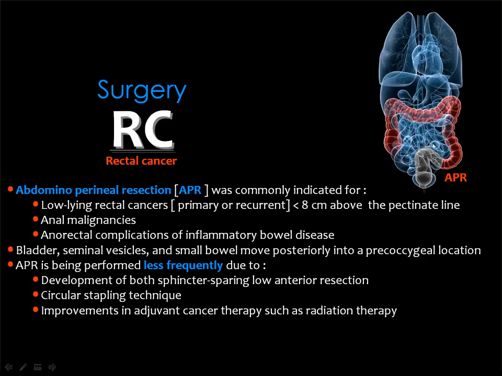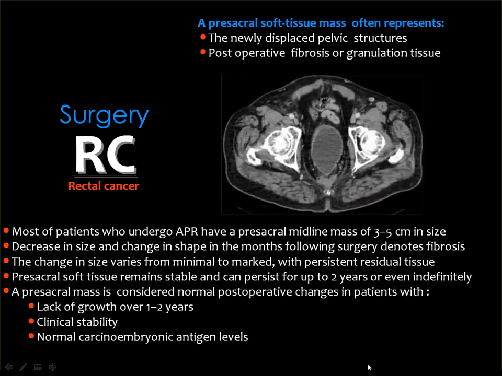Actually, after removing this particular area, the bladder, seminal vesicles, and some bowel loops will move posteriorly into the precoccygeal location. This technique is now less frequently performed due to the development of sphincter sparing low anterior resection, which I will show, the circular stapling techniques, and improvement in the adjuvant cancer therapy, including chemo and radiotherapy before surgery.